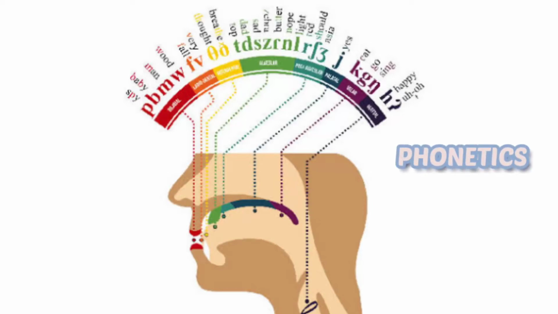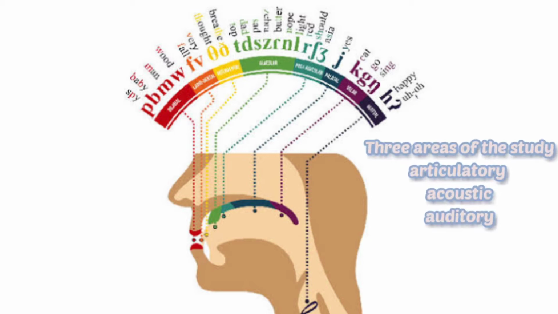Phonetics. What is phonetics? Phonetics is a branch of linguistics that focuses on the production and classification of the speech sounds. The production of speech looks at the interaction of different vocal organs, for example, the lips, tongue, and the teeth, to produce particular sounds.